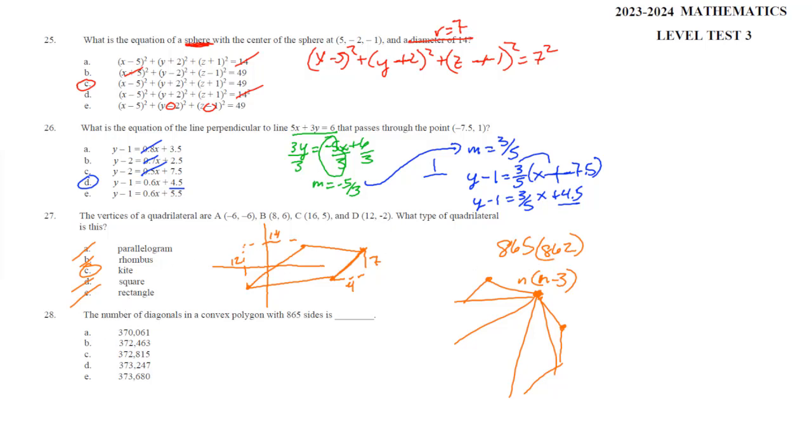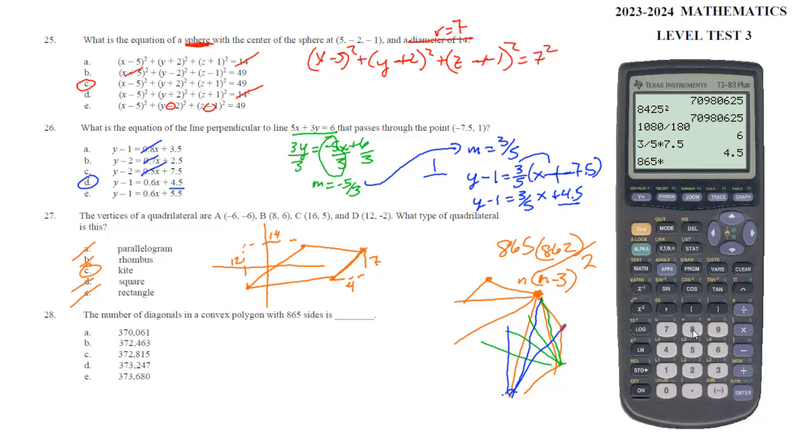And if you've done that, you have actually doubled every diagonal. If we went from this point to this point and came around to that point, and then around to all the other vertices, and then when we did it again from the vertex down here, it came up there and went to all the other vertices, we've drawn two of them, one from each vertex to the other. So divide that by 2. 865 times 862 divided by 2. Let's punch that in.